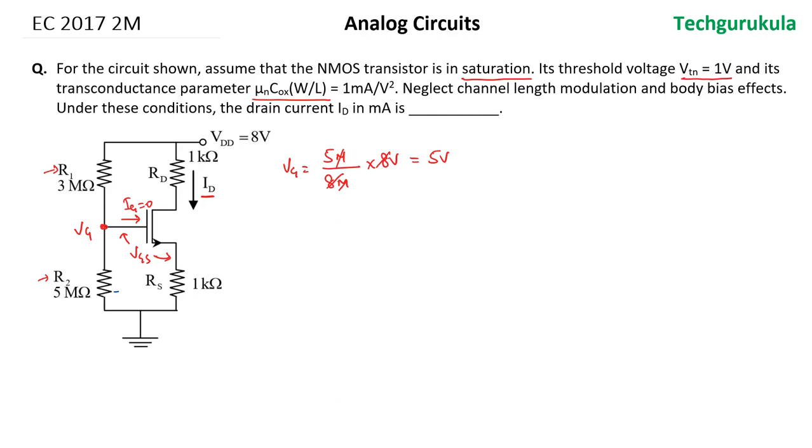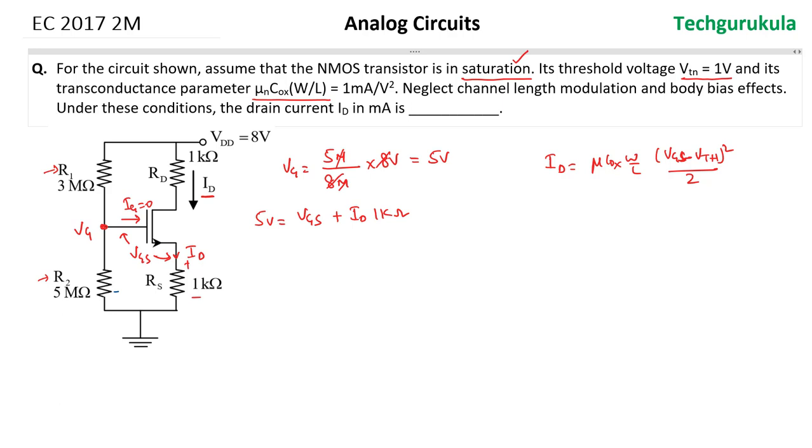Now in order to find VGS, obviously VG, which is 5 volts, is equal to VGS plus the voltage drop across 1 kilo ohms. The current flowing through it is ID, so the voltage across 1 kilo ohm will be ID times 1 kilo ohm. Now we are supposed to find ID. ID is equal to mu Cox W by L times (VGS minus VTH) whole square divided by 2. This is the drain current equation when the transistor is in saturation. We are already told to assume that the transistor is in saturation region. And the answer is to be given in milliamperes, which means ID is going to be in milliamperes.